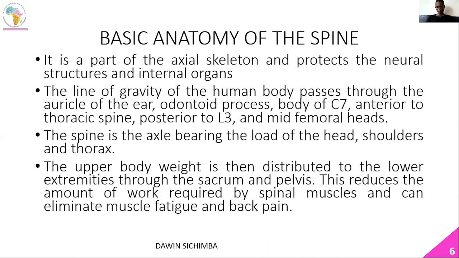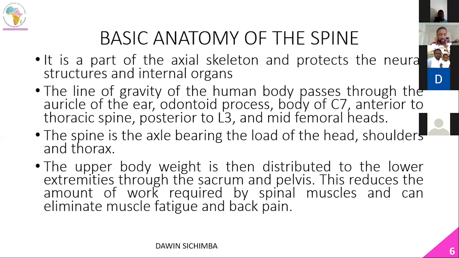So the line of gravity of the human body passes through the auricle of the ear, odontoid process, the body of C7, anterior to the thoracic spine, then posterior to L3 and the mid femoral head. So the spine is the axle bearing the load of the head, shoulders, and the thorax. The upper body weight is then distributed to the lower extremities through the sacrum and pelvis. This reduces the amount of work required by spinal muscles and can eliminate muscle fatigue and back pain.